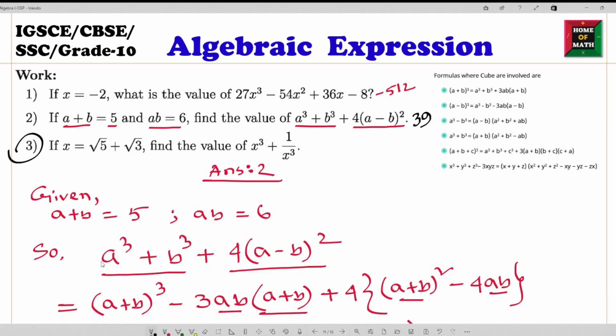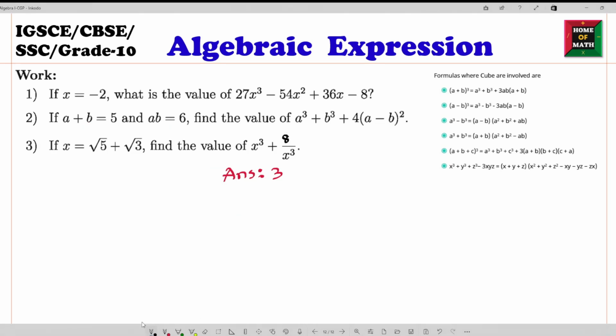Last question in this video. Let's start. Number 3, x equals root 5 plus root 3. Find the value of x cube plus 8 divided by x cube. First, given x equals root 5 plus root 3.